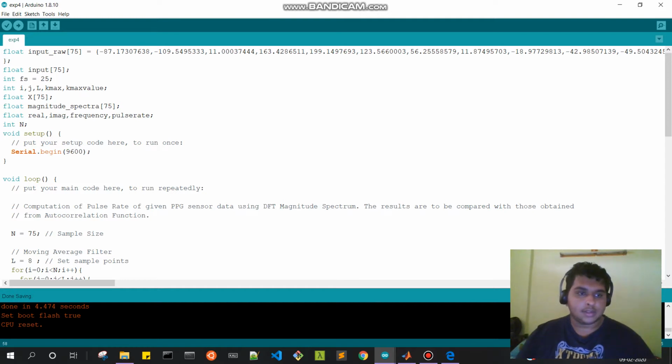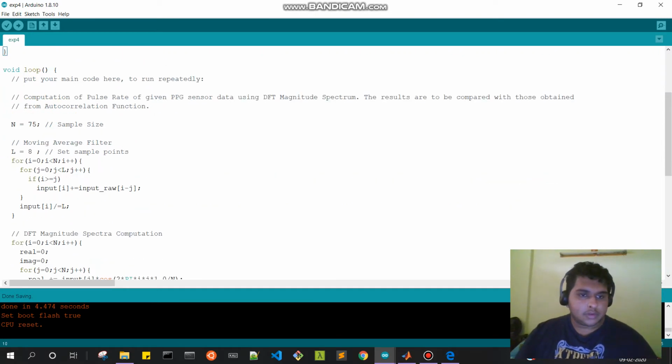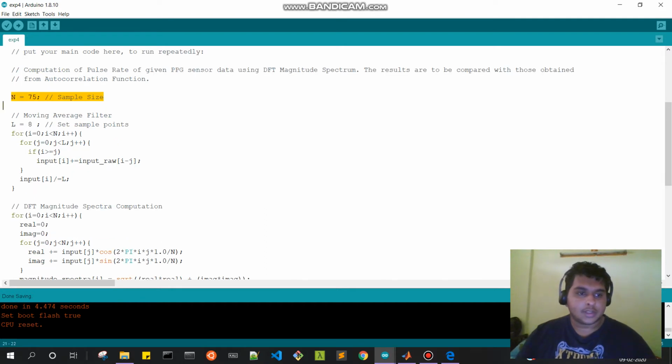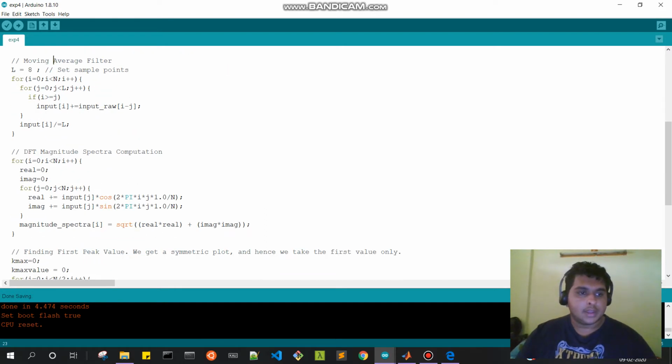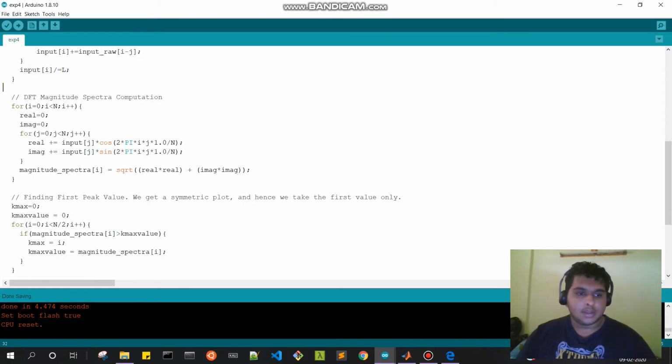So let's start. This is the code for the first part. Here we can see our raw input data, and all of these are the variables that we are going to use in our code. Now let's move on to the code. Here we compute the pulse rate of the given PPG sensor data using the DFT magnitude spectrum. The results are going to be compared with the ones obtained from the autocorrelation function. We set the sample size to 75. This is the moving average filter that we discussed in our previous videos, and again we set the number of sample points of the MAF to 8.